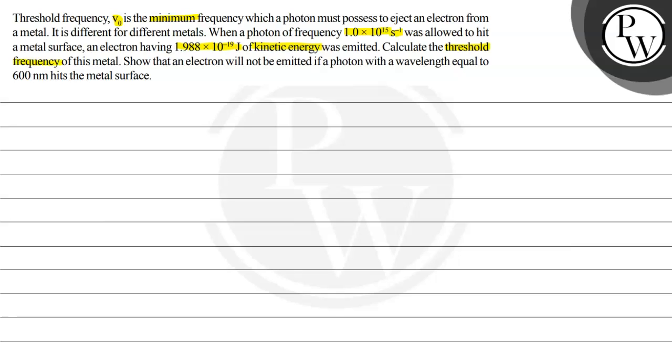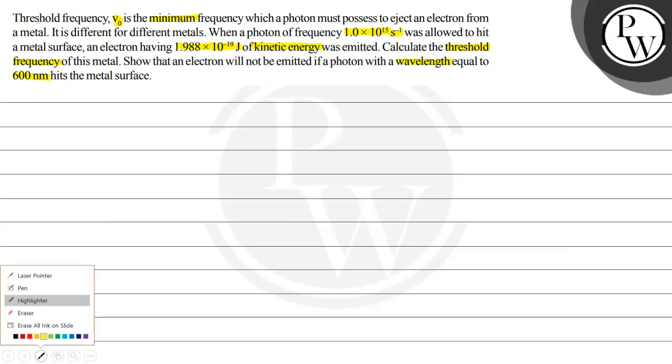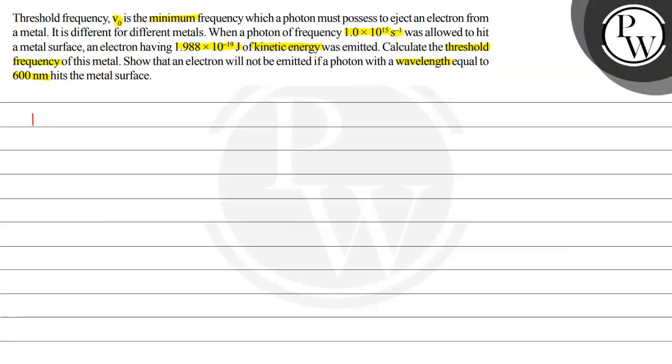Show that an electron will not be emitted if a photon with wavelength equal to 600 nanometers hits the metal surface. So the key concept over here is photoelectric effect.